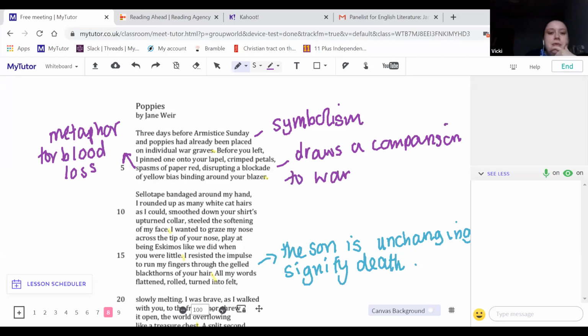And then we've got the yellow bias binding around your blazer. So we've got a little bit of alliteration going on there, but it's not particularly exciting. So I don't think I would bother commenting on that.